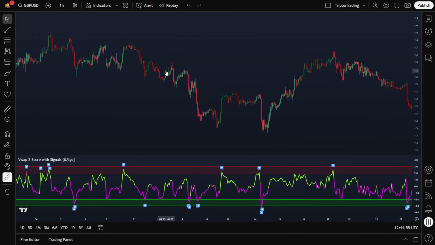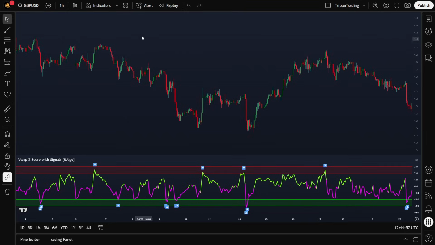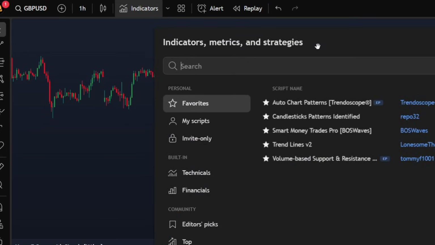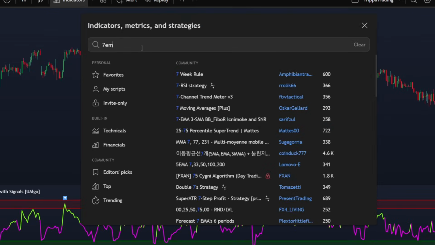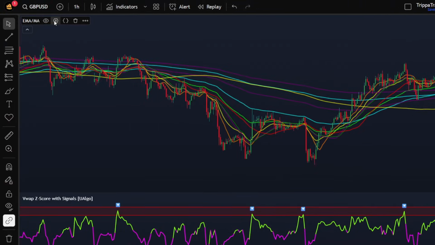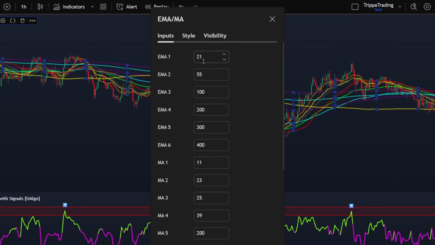For that, we'll add a trend filter to make sure we're trading only in the direction of the main trend. Go back to the Indicators tab and search 7 EMA or 5 EMA by Storywise. Add it. Then open Settings. In the Inputs tab, set EMA 1 length to 50 and EMA 2 length to 100.